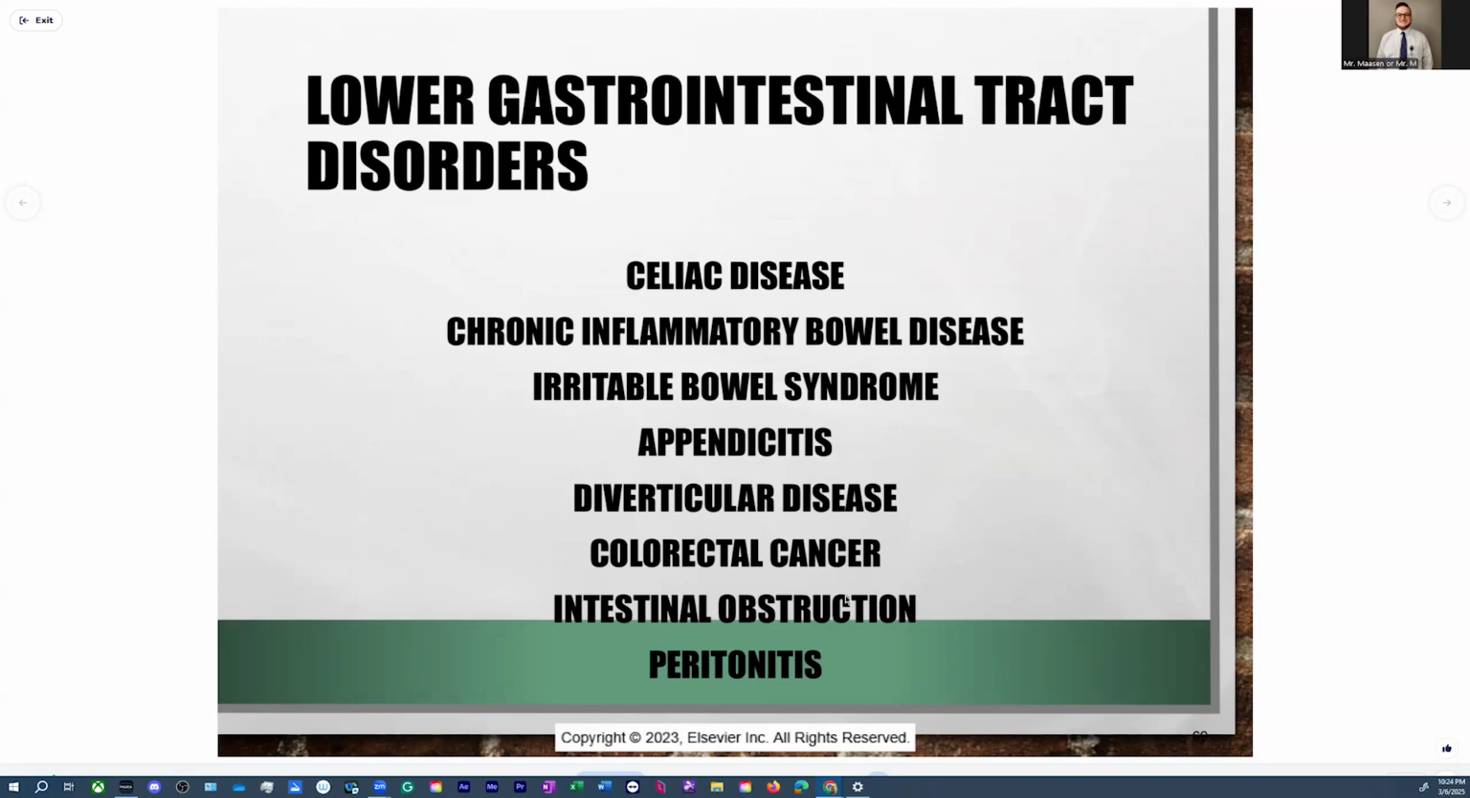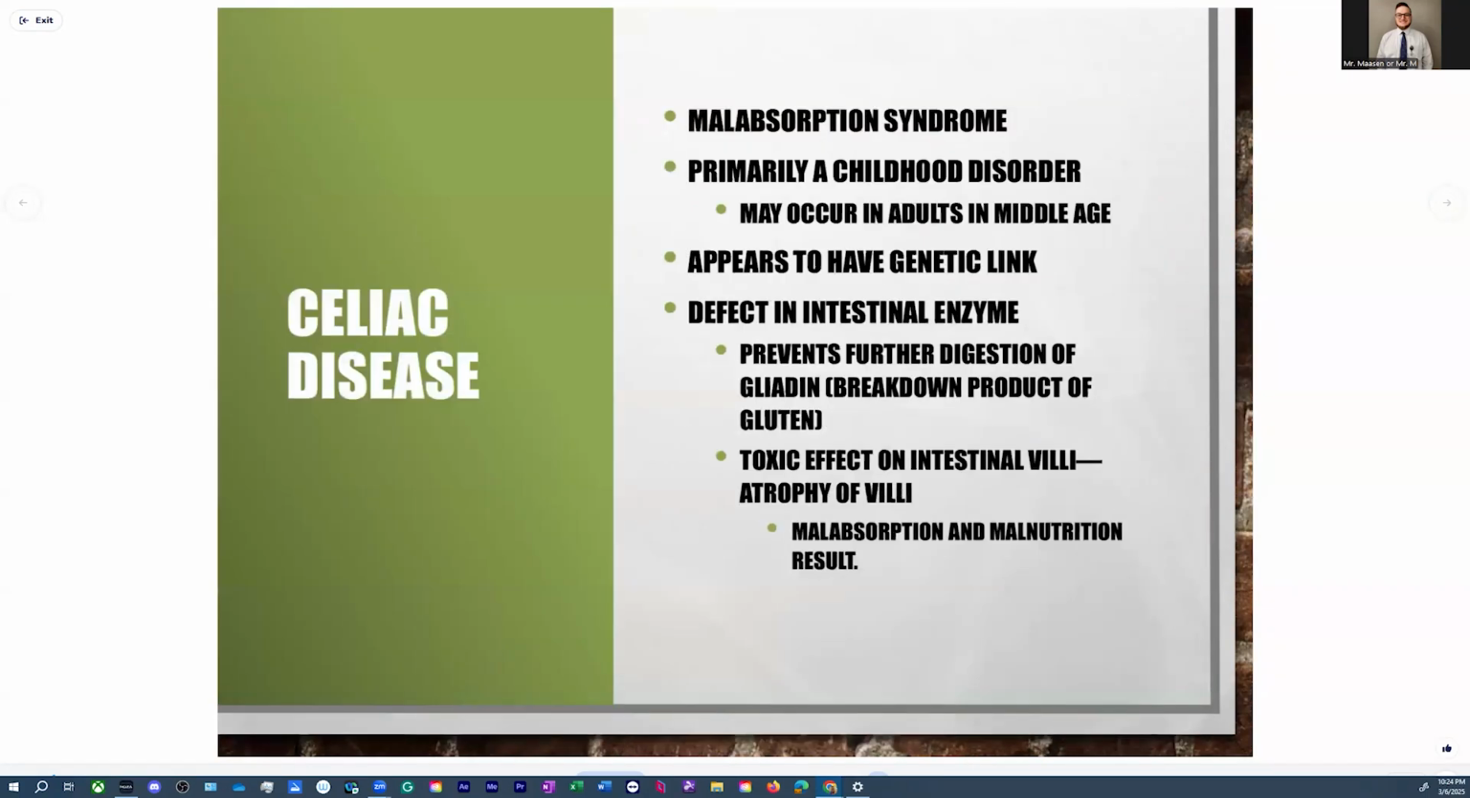Lower GI tract disorders. So we're talking about the small intestine, large intestines, and the whole abdomen as a whole. So I'll go a little quicker. Celiac disease. This is an easy peasy one to talk about. Basically, celiac disease is a malabsorption syndrome. This is gluten intolerance. Gluten intolerance, the technical name for it is celiac disease.